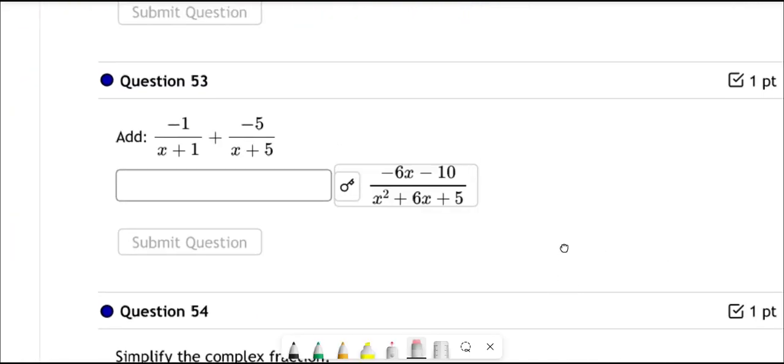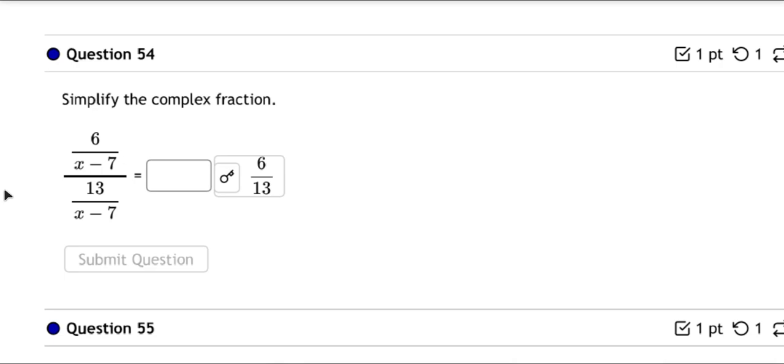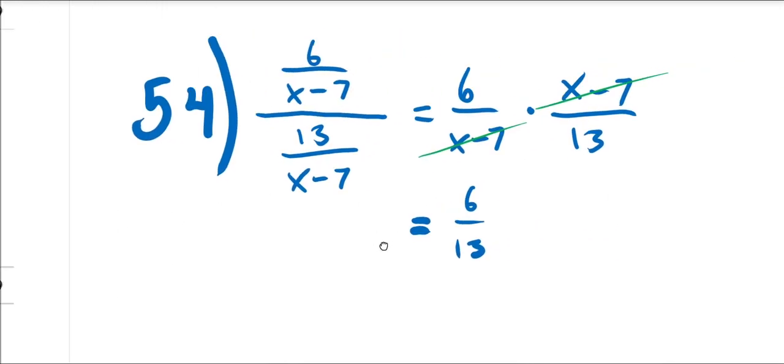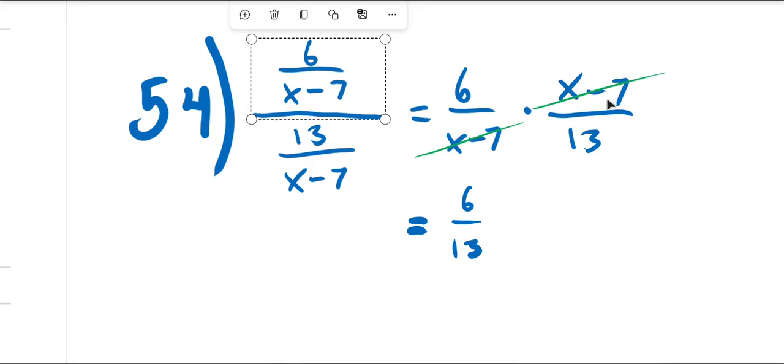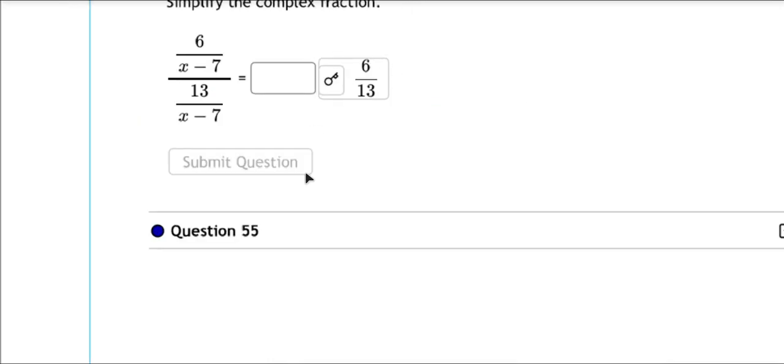Okay, let's keep moving. So problem 54 is another quotient of rational functions. We can see 6 over x minus 7 over 13 over x minus 7. This one's not going to take much time to do. All we need to do is rewrite this division here as times a reciprocal. Once it's times a reciprocal, we can see that there's actually an x minus 7 in both the top and bottom. They cancel as long as x is not itself 7, and we wind up with 6 over 13. And that is the answer that they got.